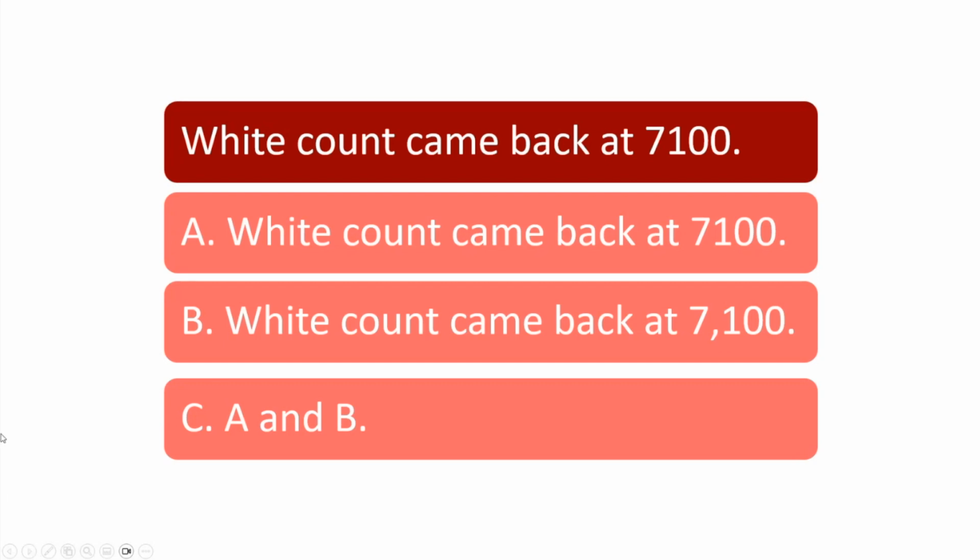So here's another example. White count came back at 7,100. So out of these options, which do you think is the correct answer?